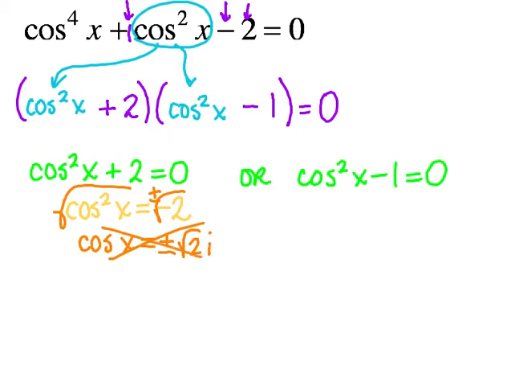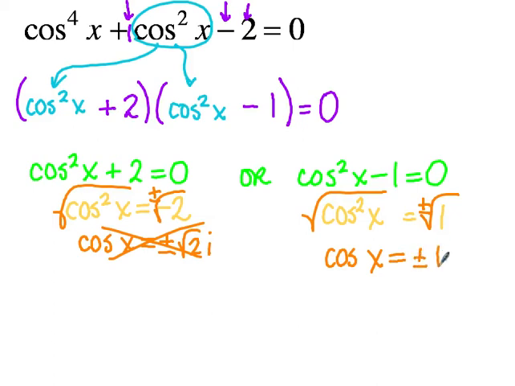Let's look at the next one. Okay, because you can't have i. So here I get cosine squared equals what? 1. Square root, square root. So I get cosine x to equal plus or minus 1. So tell me where that occurs. 0, pi and 2 pi. Now this is the thing. In this case, the answer is actually going to be just 0 and pi. You aren't going to have 2 pi.